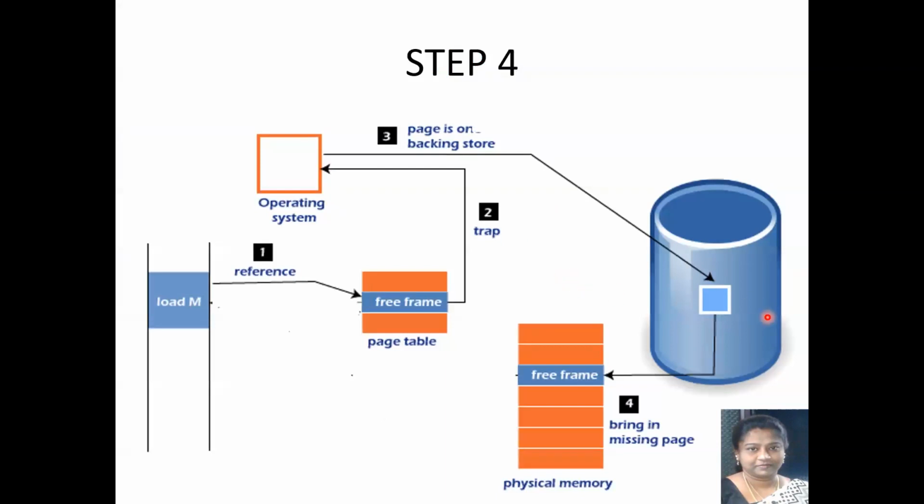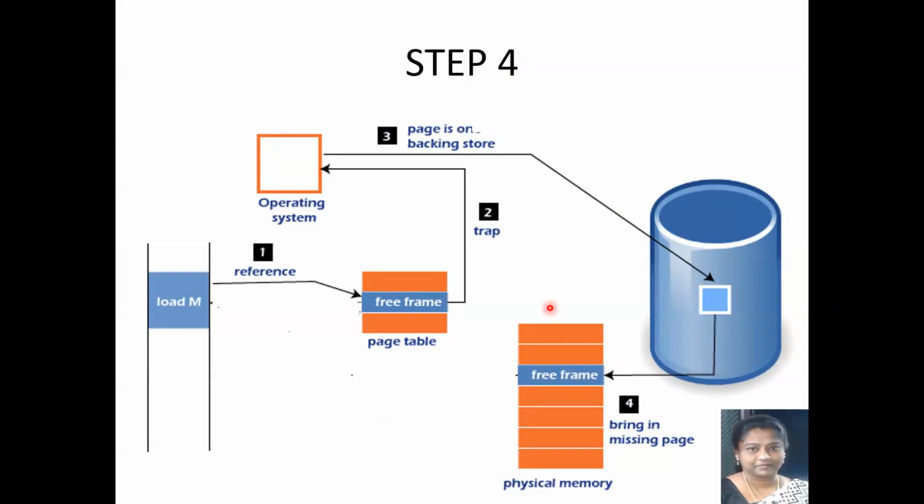Step 4 is, once the page is located on the backing store, it will be put into the main memory. From the secondary memory, it has to be loaded into the physical memory. So for loading the missing page into the physical memory, there should be space for the missing page. For that purpose, the physical memory will be checked whether there is any free frame available. All of us know that the physical memory is divided into equal size blocks, which are called frames. So the OS will check whether there is a free frame available in the physical memory. And if a free frame is located, the OS will bring in the missing page and put it into the free frame. This is step number 4.